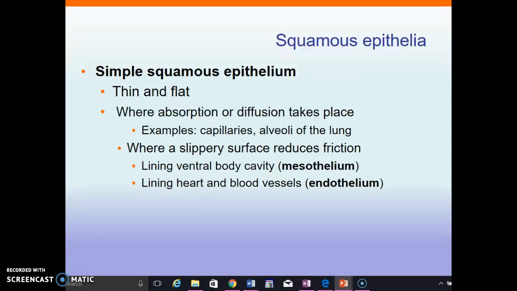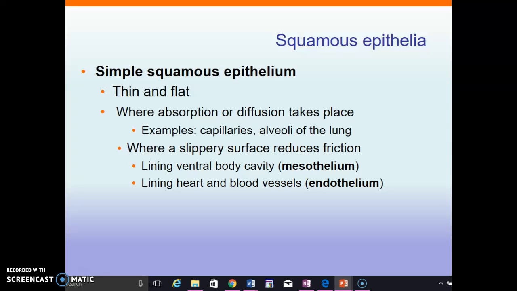So remember, we can classify our epithelia by shape. And our first shape will be the flat shape, simple squamous epithelium. Simple refers to the fact that it's a single layer. So when you have a single layer of cells, there's no protection there. It is mainly for diffusion. So we're going to see this simple squamous epithelium.